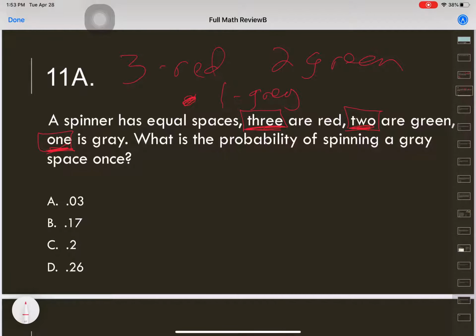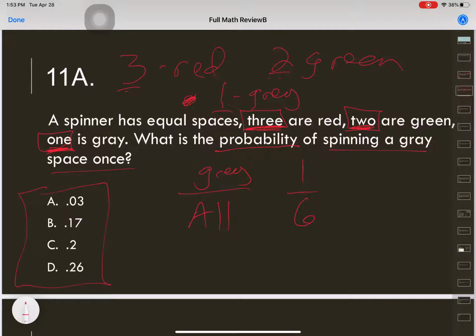They'll hide the numbers as the word instead of the digits. So the probability of spinning a gray space once. So that means gray out of all spaces? Well, there's 3 red, there's 2 green, and 1 gray. So 3, 4, 5, 6. 6 spaces in total. 1 of those is gray. So your probability is 1/6. The problem is 1/6 is not a choice over here.